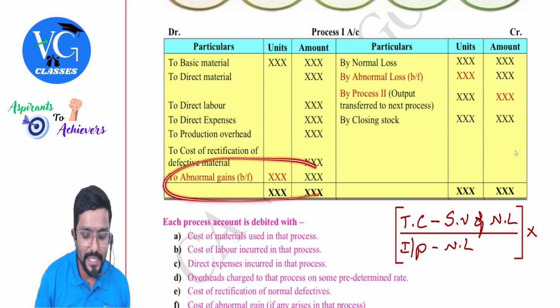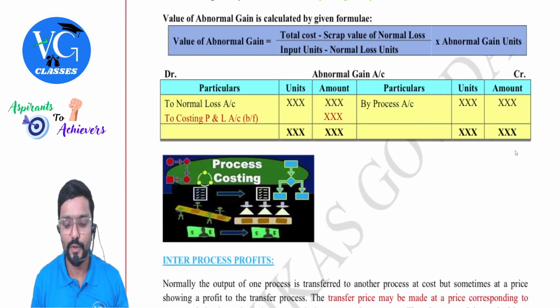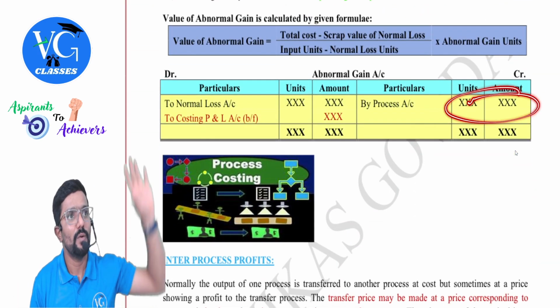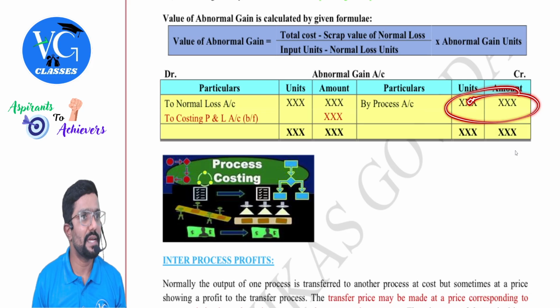Clear? So, whatever I will transfer here, I will receive it there. Where, sir? Abnormal gain account. You can see here. Whatever I have debited in process account, we will credit it here.